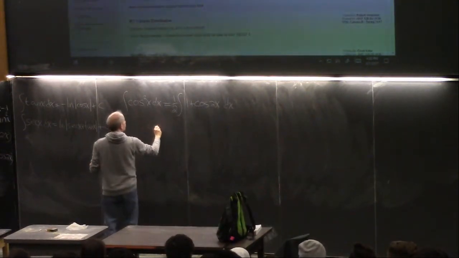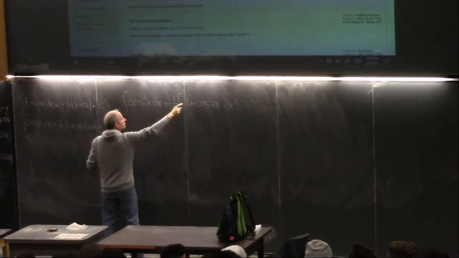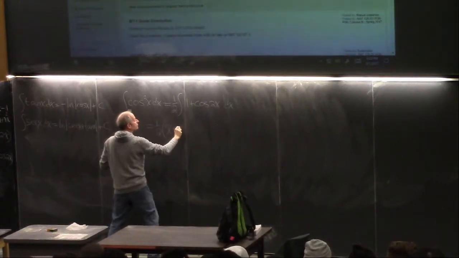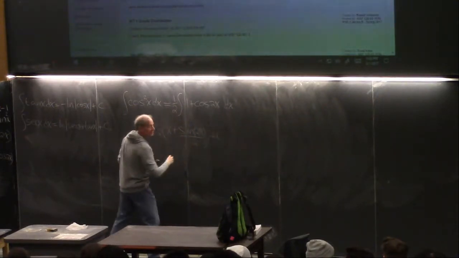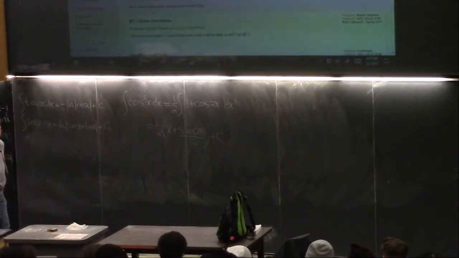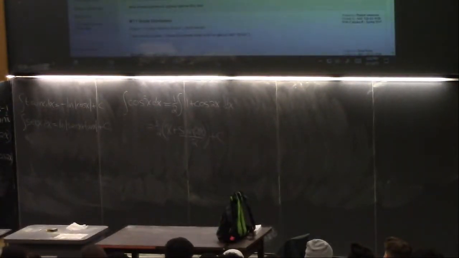But okay, this is now relatively simple to integrate. This is 1/2, and what's the integral? Well, the integral of 1 is x. The integral of cosine 2x is sine 2x over 2. Plus a constant. So far, so good.